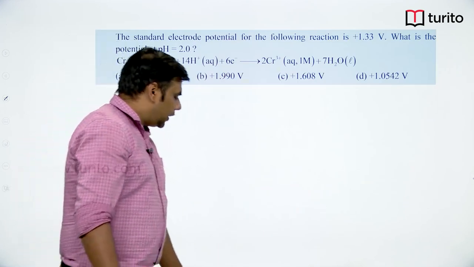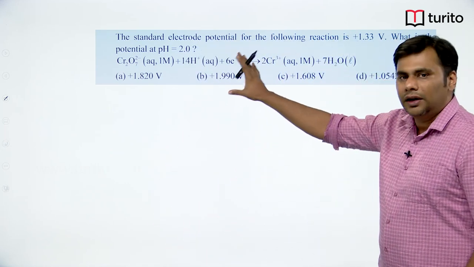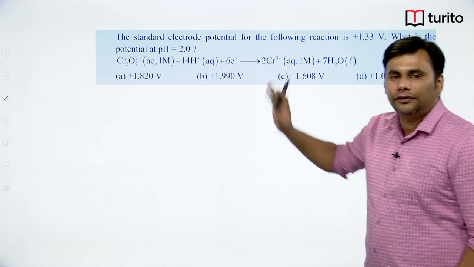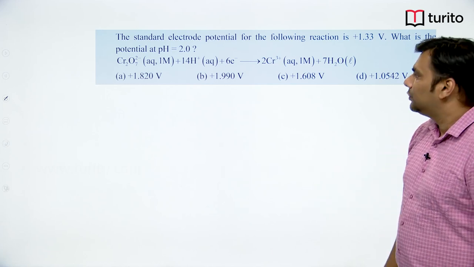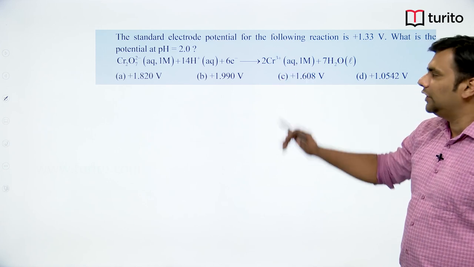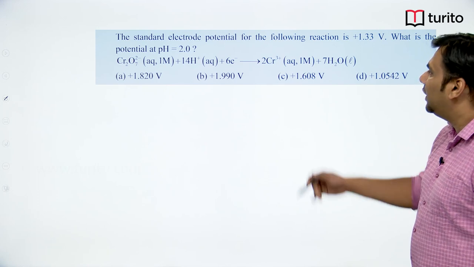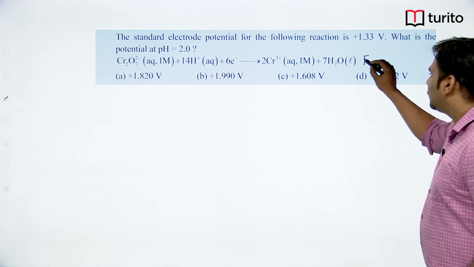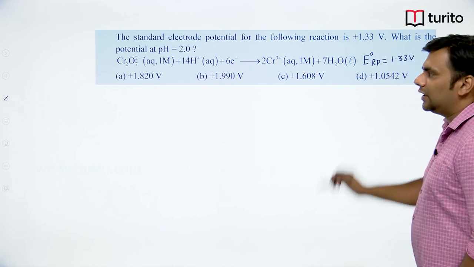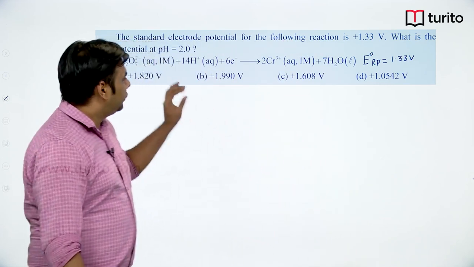Now, let us look at this question. A half cell is given to us because there is an electron that still exists, so this is a half cell reaction. Obviously, reduction is happening. We have the dichromate ion getting reduced into Cr3 plus at pH equal to 2. The question says to calculate the electrode potential, where the standard reduction potential is given to us as 1.33 volt. What is the overall potential at pH equal to 2? So this has been given to us.